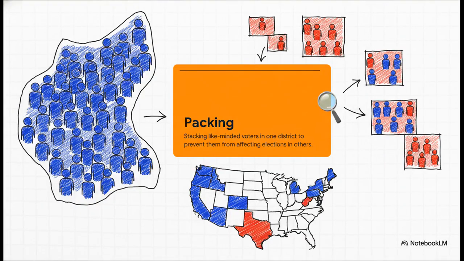Packing is the exact opposite strategy. This time, you cram as many of your opponent's voters as you possibly can into just one or maybe a few districts. Sure, they'll win those districts by a landslide, but you've effectively pulled their voters out of all the surrounding districts, which makes those much easier for your party to win.